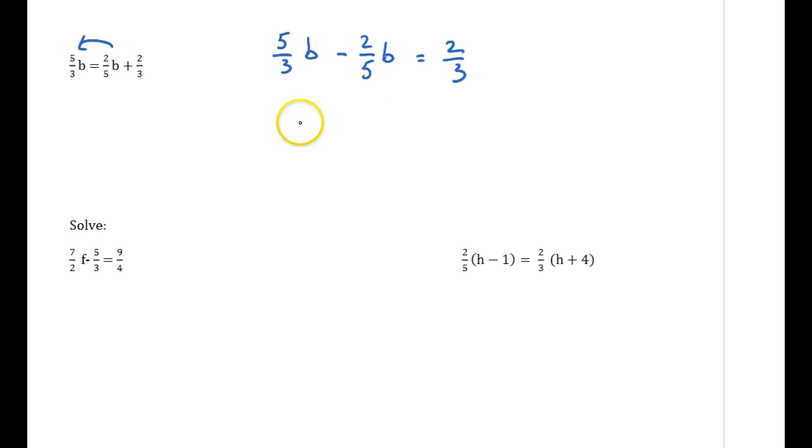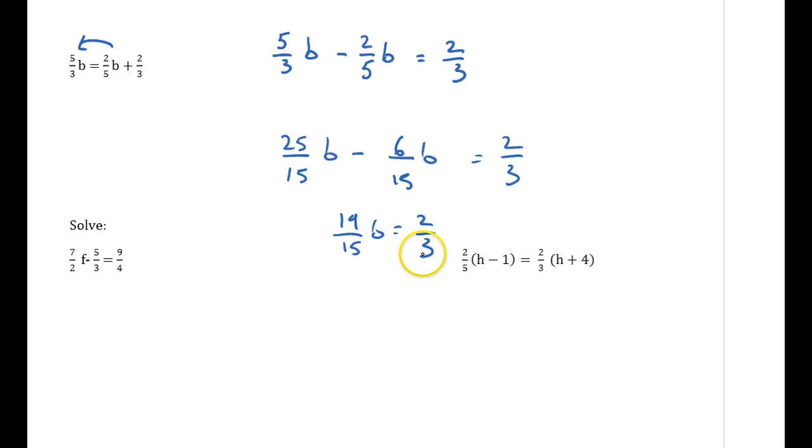Now I have to get a common denominator, which in this case will be 15. So I'm going to write my b here over 15b, and this is going to turn into a 25. This 2 here is going to turn into a 6. And the 2 over 3 is left on this side. Finally, 25 minus 6 is 19 over 15b equals 2 over 3. Now I have to multiply both sides by 15, multiply both sides by 3, divide by 2, or excuse me, divide by... so this takes a really long time.